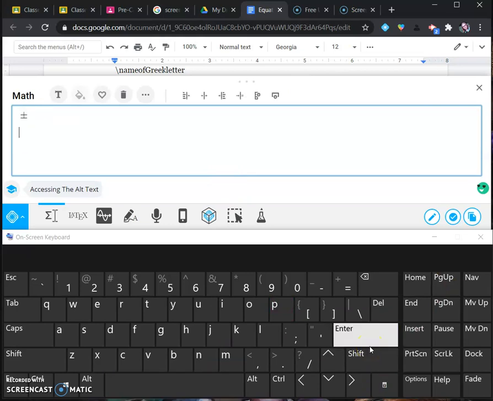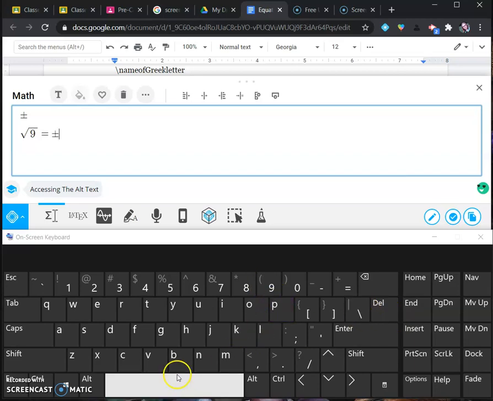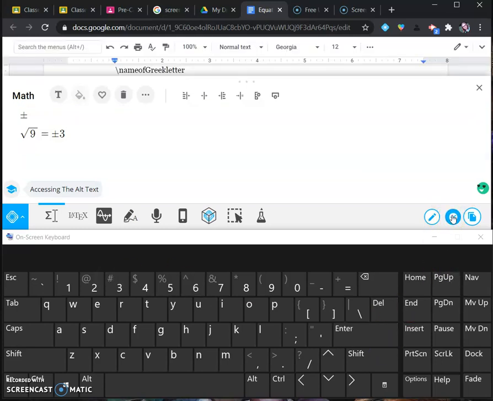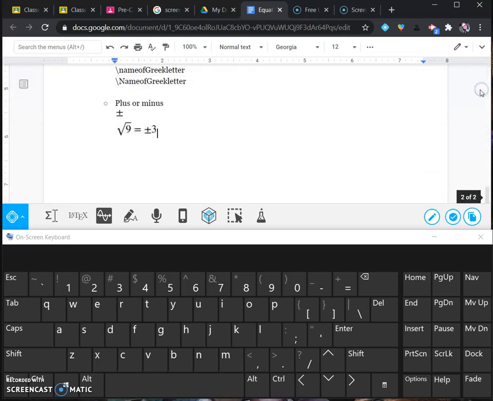So for example, if we wanted to say square root of 9 equals plus or minus 3. So first we'll need to put in the square root, so \SQRT of 9, arrow key to the right to get out of the square root sign, equals plus or minus space 3. And then when you have your math, click insert, and there you go.